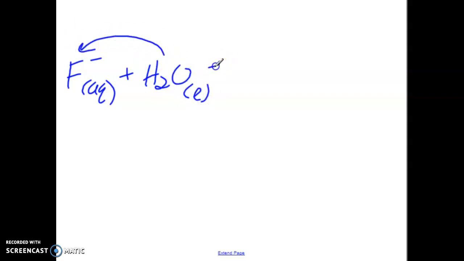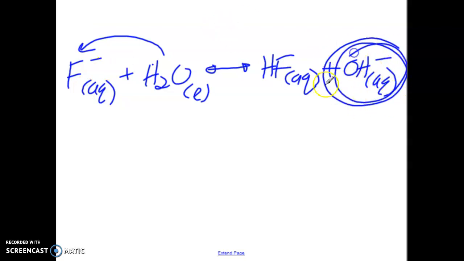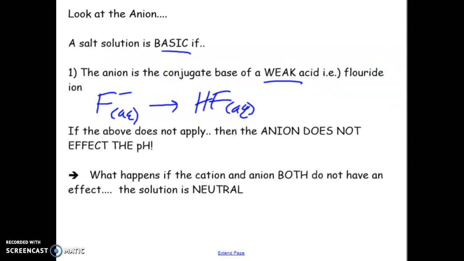Okay, so let's take a look at that. Let's say we did have fluorine ions. What happens when it's in water? This is going to take a hydrogen, and as a result of that, the water has now become hydroxide ions. Again, it's the formation of that hydroxide that will give us an overall pH being basic. Now, what happens if your positive ion and your negative ion don't meet the criteria? They both have no effect. That's where you would have a neutral solution.